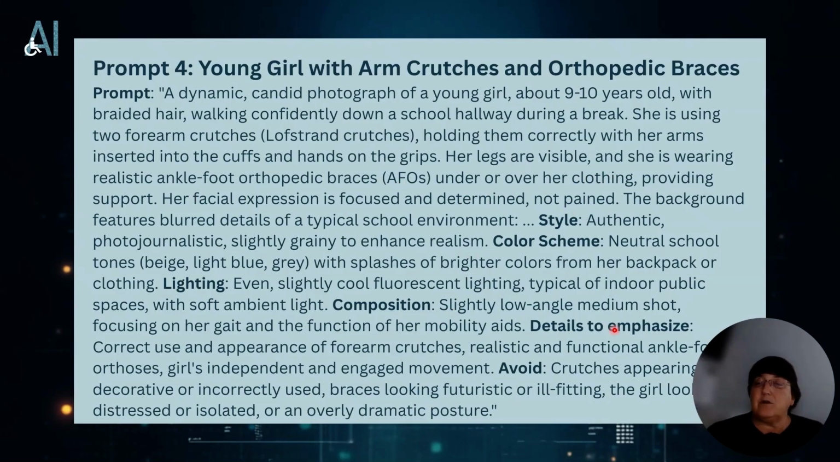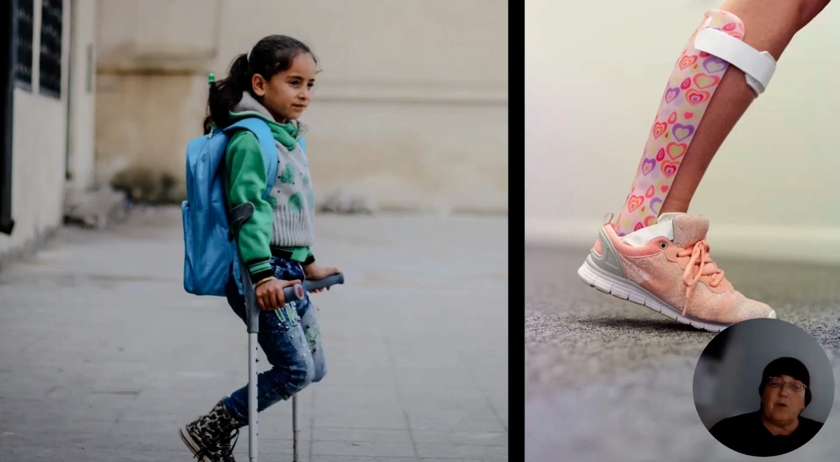The part that I wanted to emphasize on this was the correct use and appearance of the forearm crutches, realistic and functional ankle-foot orthosis, and the girl being independent and engaged in movement. And I wanted to avoid crutches appearing to be decorative or incorrectly used. Keep that part in mind. The braces looking futuristic or ill-fitting, and the girl looking distressed or isolated or overly dramatic. So let's see what we should have found.